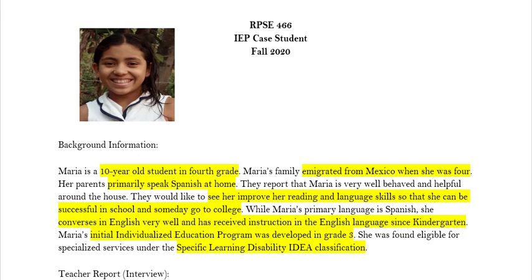Her parents primarily speak Spanish at home. This is significant to me because it means that Maria can use 2 languages to read, write, listen, and speak.